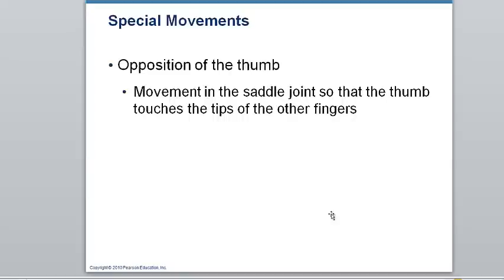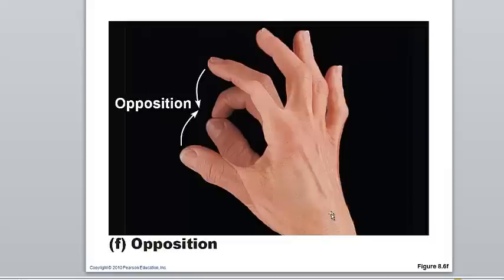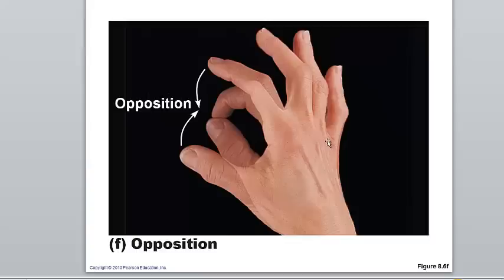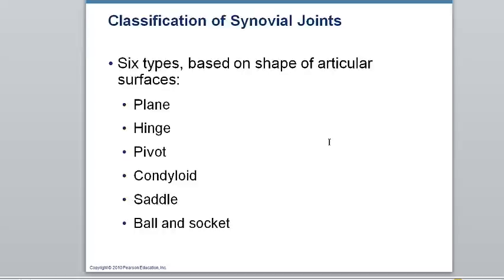The only other special movement that we have is the opposition of the thumb. That is the most important movement that we have as an ape actually. So you have opposition where your thumb can meet your fingers. Thumb touches the tip of your other fingers, that's opposition. So this concludes all the movements. You need to know examples for all the movements. Keep your names straight and practice a lot.